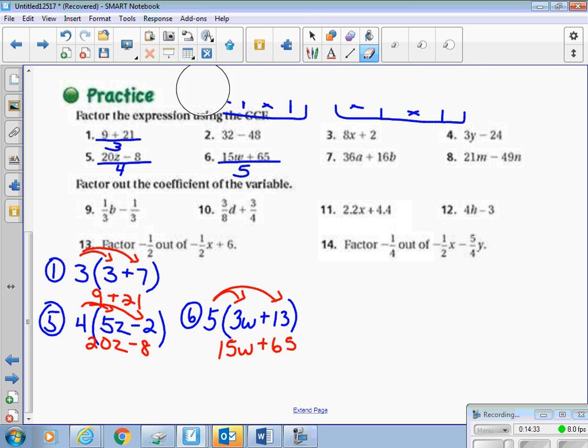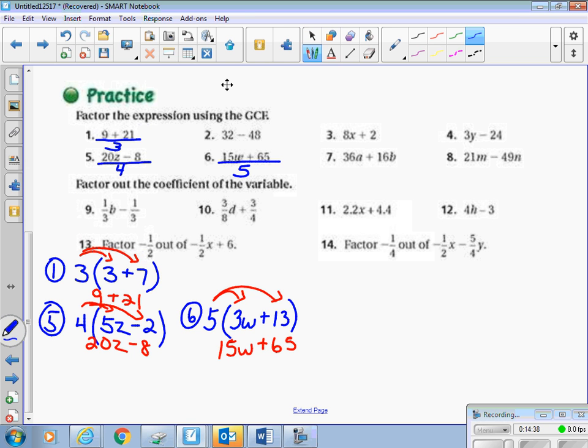All right, so let's go to number 2 here. Number 2 doesn't have any variables, but like I said, that doesn't change what we're doing. 32 and 48 using my ladder method. What can go into 32 and 48 evenly? Well, I know that they're both divisible by 2, so if you want to start there, we'll see a long ladder. 32 divided by 2 is 16. 48 divided by 2 is 24. Go to the next rung.